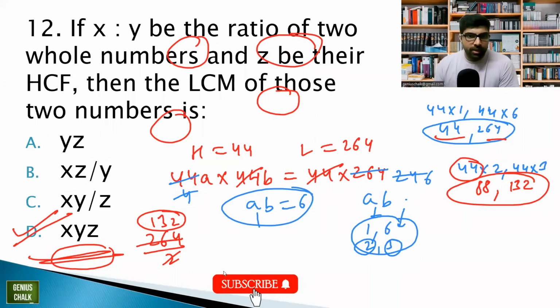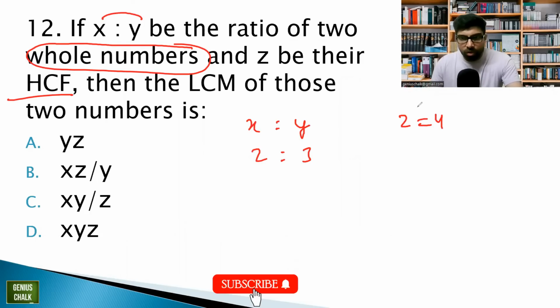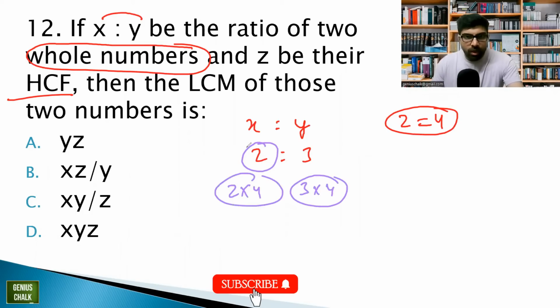Right? Good question. Next one, X:Y be the ratio of two whole numbers, and Z be their HCF. So what is the LCM? Let's consider this X and Y as some numbers. Let's say X and Y as 2 and 3, and Z be their HCF. Let's say Z is 4. Okay, HCF is 4. So if HCF is 4, these numbers must be in this form: 2 into 4 and 3 into 4. Now, what is the respective LCM?